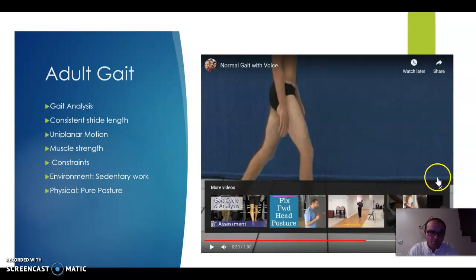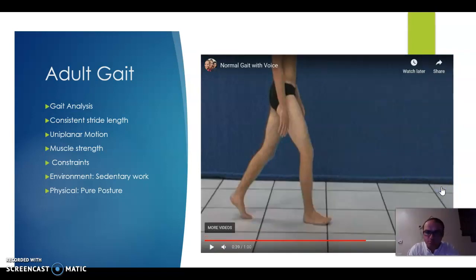So important things that are consistent here are, like I said, stride length. He shows uniplanar motion, which is he's only moving on the sagittal plane.